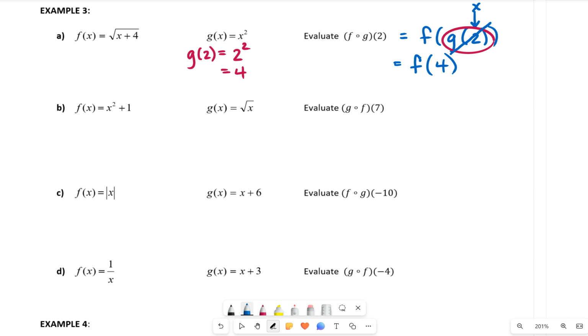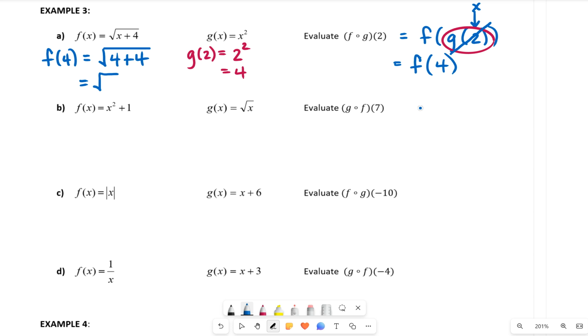Now it tells me to look at the f function and replace the x values with a 4. So I'm going to come over here to the far left. I need to evaluate f of 4, which means I need to take my equation, and anytime I see an x, I need to replace it with a 4.